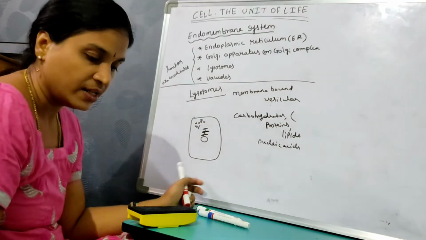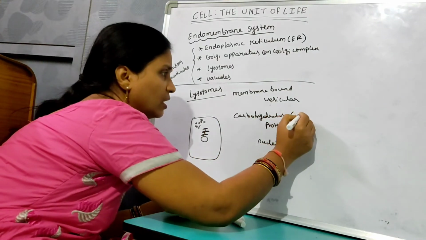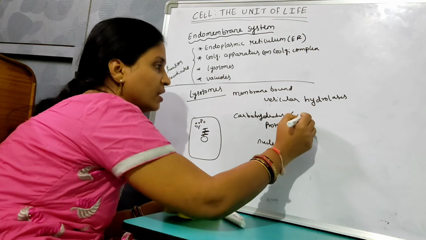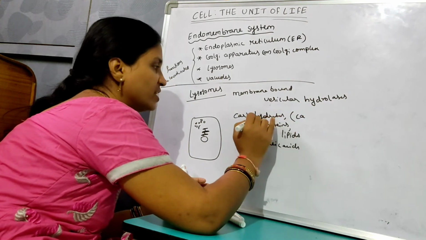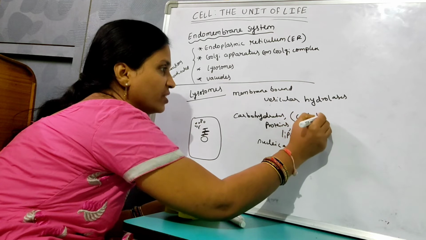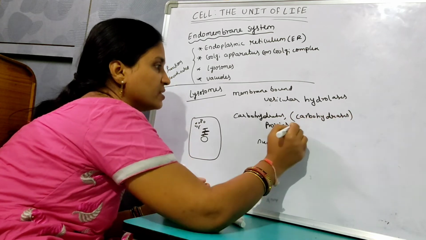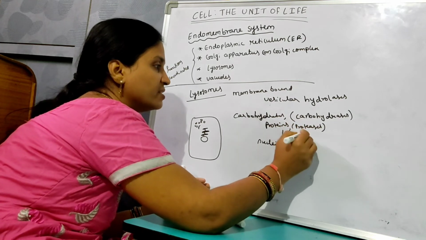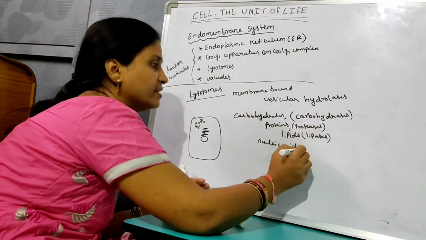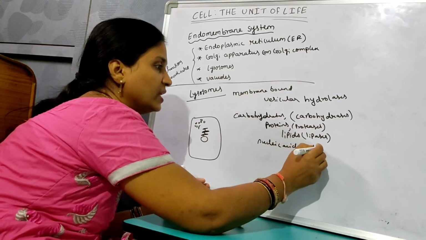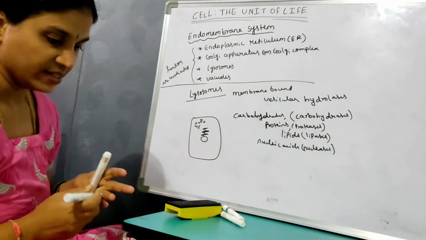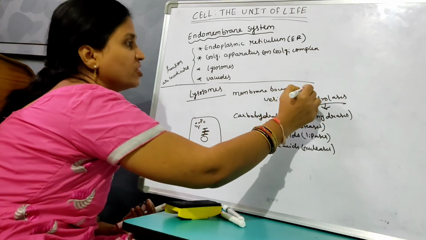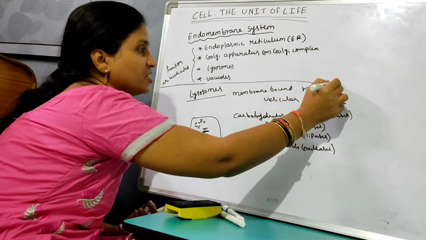Hence these are called hydrolase enzymes. The enzymes which digest carbohydrates are called carbohydrases. The enzymes which digest proteins are called proteases. The enzymes which digest lipids are called lipases. The enzymes which digest nucleic acids are called nucleases. So they have hydrolases, hydrolytic enzymes, digestive enzymes.